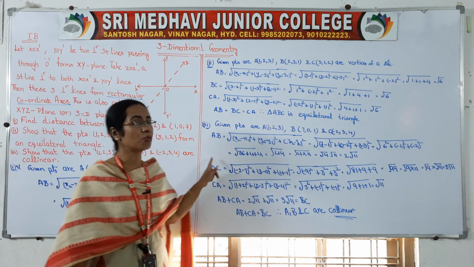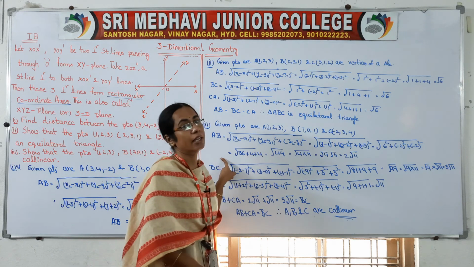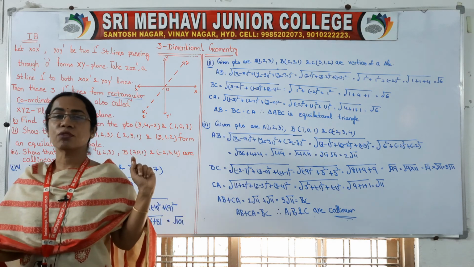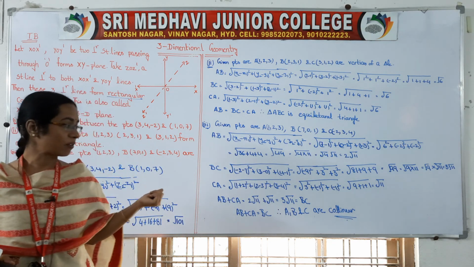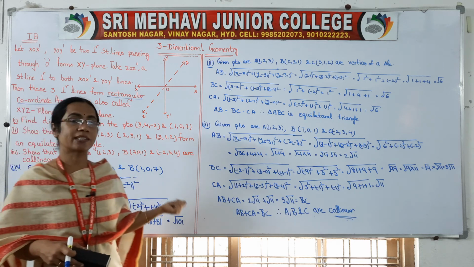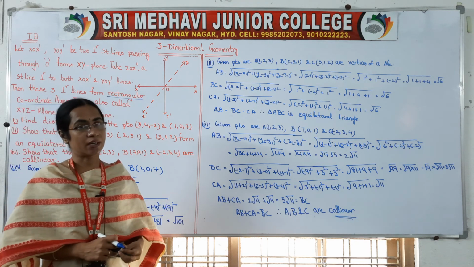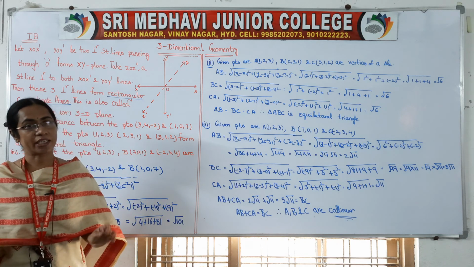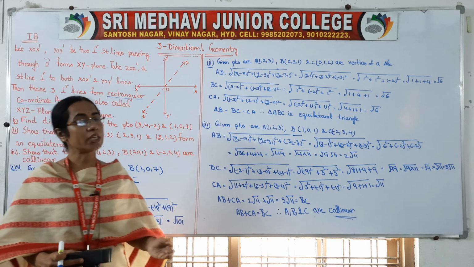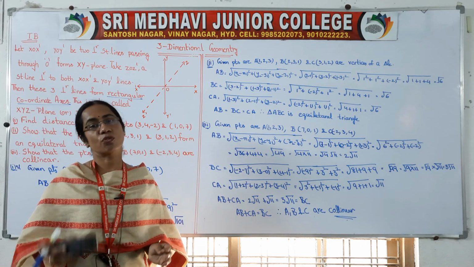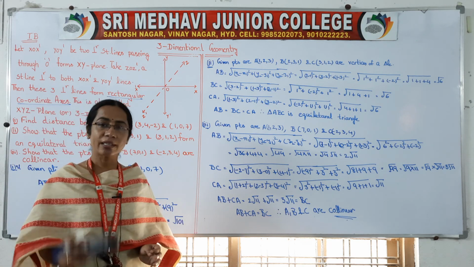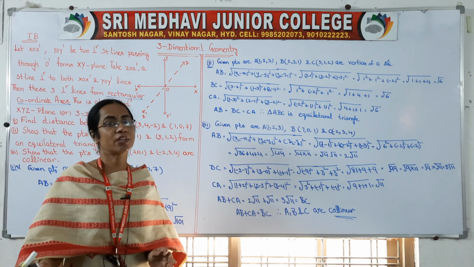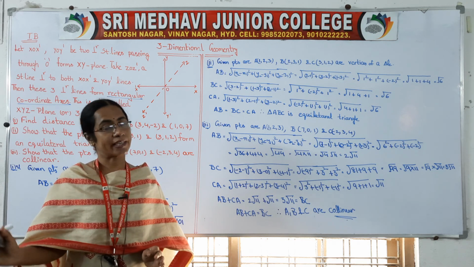In the third question, we have to prove that the points are collinear, right? So what is the condition for the points to be collinear? If the sum of the lengths of two lines is equal to the third line, then we can say that the points are collinear. Simple problems. Equilateral: all sides are equal, equilateral triangle. Collinear points: the sum of the lengths of two lines is equal to the length of the third line. That is the condition. Only this condition will be satisfied if the points are on the same line.